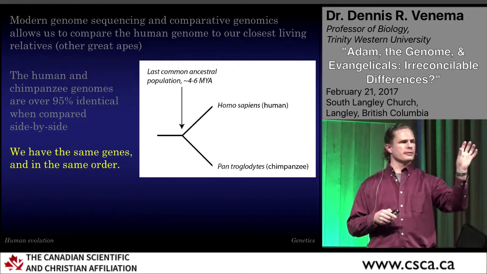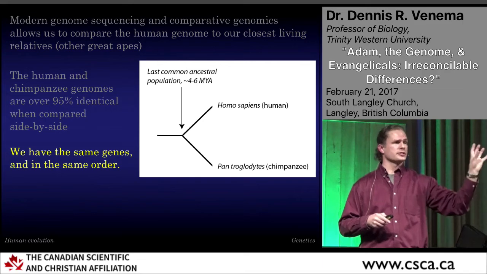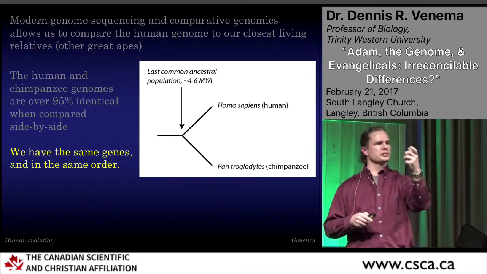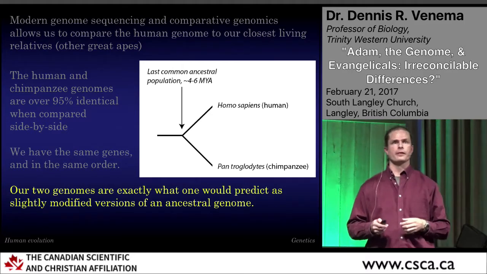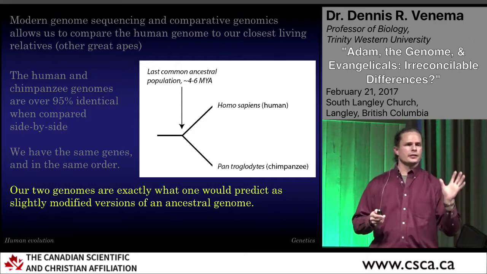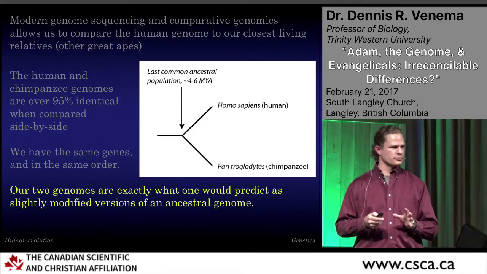We also have those same genes in the same order. Not only do we have the same library with the same books, we have all the same books in almost all the same order. There's some changes because things can move around a bit. So another way to put this is that our two genomes are exactly what you would predict as slightly modified versions of an ancestral genome.